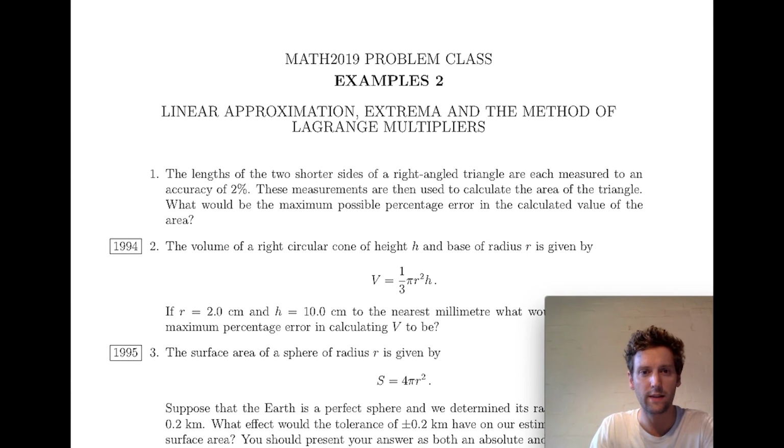Let's take a look at question 1. So we've got a right-angled triangle. The two short sides, we'll call them x and y. We know them to an accuracy of 2%. The question then is, if we use that to calculate the area of the triangle, what's the maximum possible percentage error in our calculated value? So let's set that problem up.